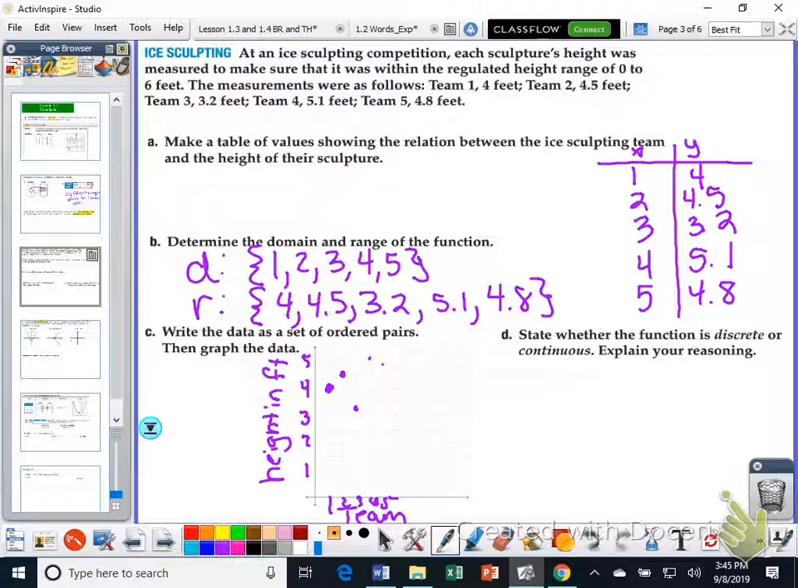We have teams and we have height. Well, the team, can you have 1.5 teams? No, we do not have 1.5 teams. We have whole teams. We can't have half of teams. So because we can't have those half marks, we can't connect them, because by connecting them, we're saying, hey, there's stuff in between there, like 1.1, 1.3, 1.5, 1.6 teams, we can't have that. So this is actually a discrete function, and we do not connect the dots because it is discrete.